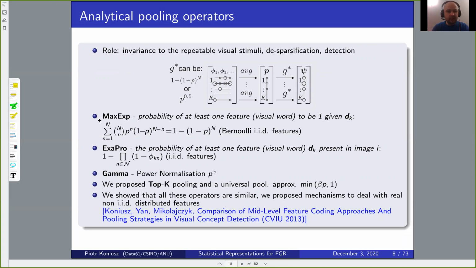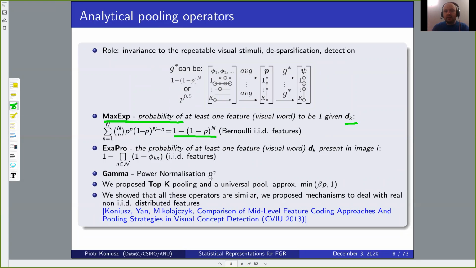The so-called max-exp operator, in fact, can be interpreted as the probability of at least one feature responding to some given stimuli to be one, given a visual word or CNN filter, or you name it. And it simply follows the assumption that if you draw features from Bernoulli IID according to the IID principle, then you arrive at this very nice nonlinearity that corrects the average of a region. ExaPro computes the probability of at least one feature present in an image as well, but it doesn't assume Bernoulli distribution.